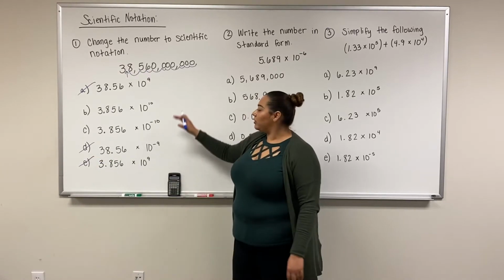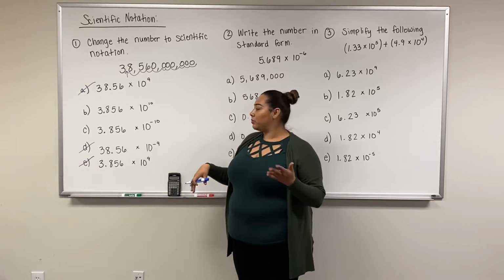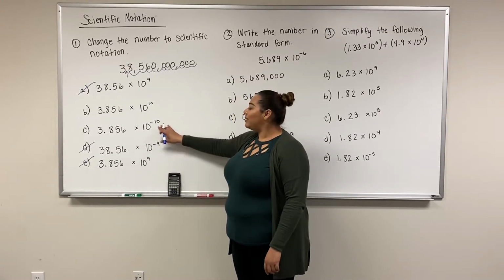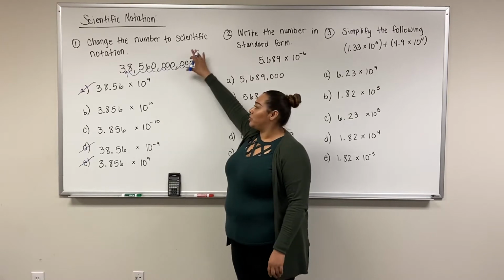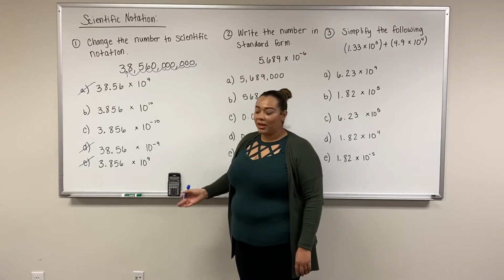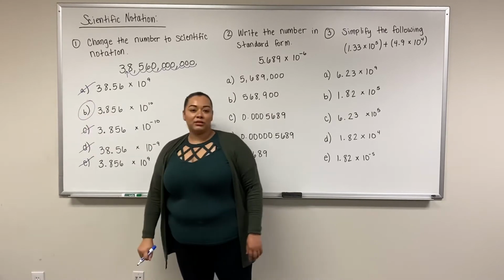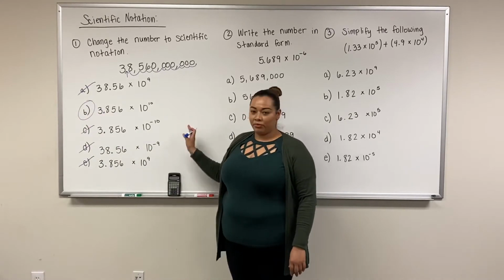The only difference between B and C is that one of the exponents is a positive 10, the other is a negative 10. Whenever it's a negative 10, it means that your original number was a decimal. In this case, it's not a decimal, so this one is out. Therefore, our answer is going to be B for number 1.